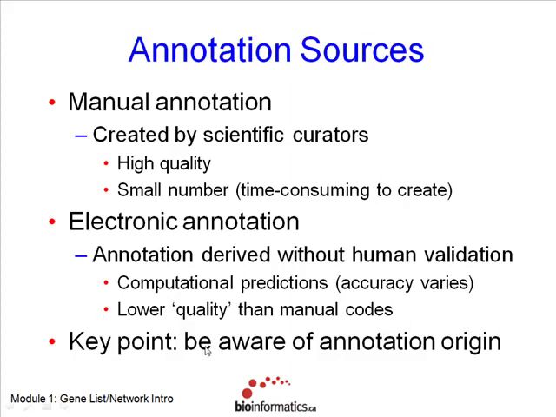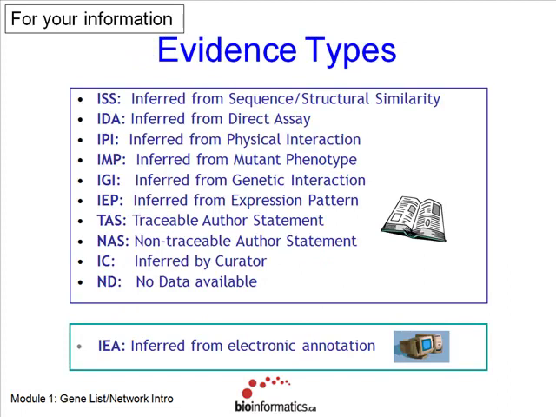So key point, be aware of this annotation origin. The way to be aware of that is to look at the evidence type. If you look at each gene ontology annotation, it's associated with the evidence that was used to assign that term to the gene. And there's a lot of different terms here. All of these you can read through in this list, the different terms. For instance, traceable author statement from a paper.